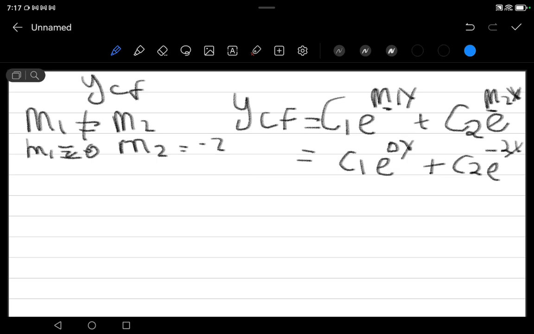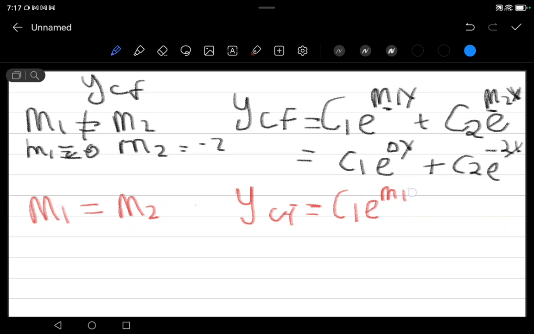Okay, and then let's say when our m are equal, when m1 equals m2, the complementary function is going to be YCF equals c1 e to the power of m1x plus c2x e to the power of m2x. So if m1 is equal to m2, our complementary function is going to be c1 times e to the power of m1x plus c2x e to the power of m2 times x.